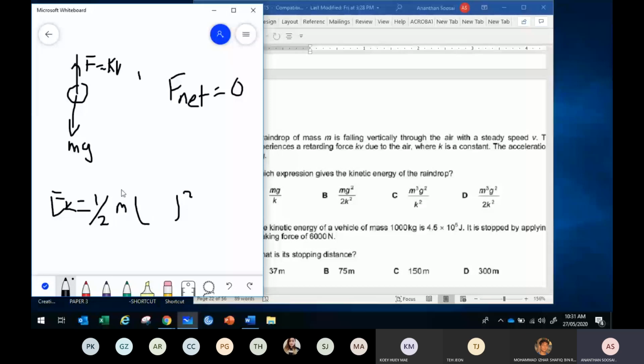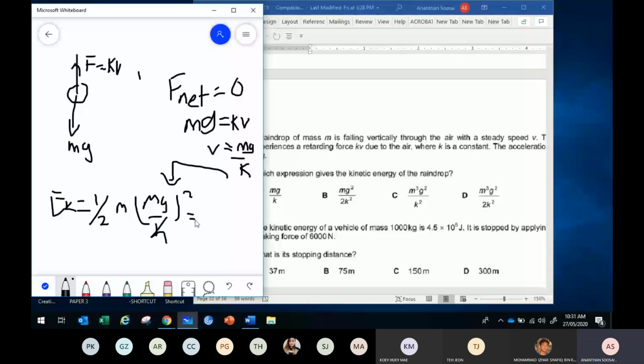So net force is 0. That means force down, mg, should be the same as force up, kv. So we got the v here. v is mg over k. That's your v, so we substitute here. So (mg over k) squared, that's your answer.